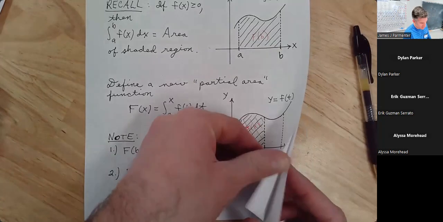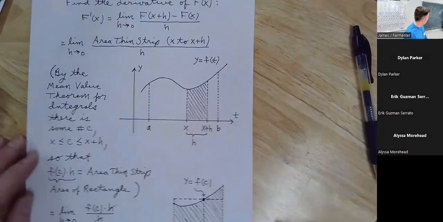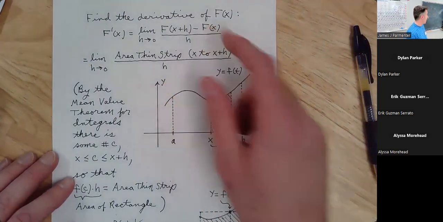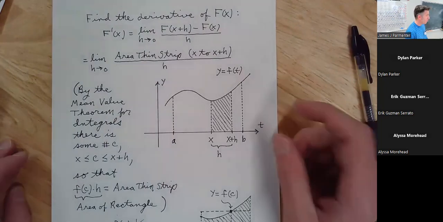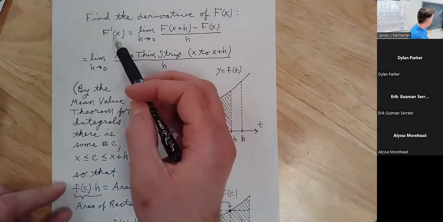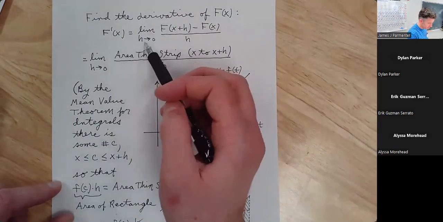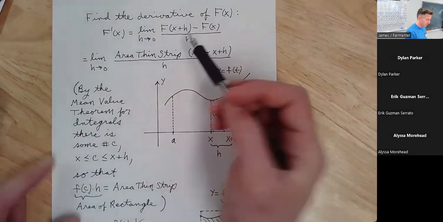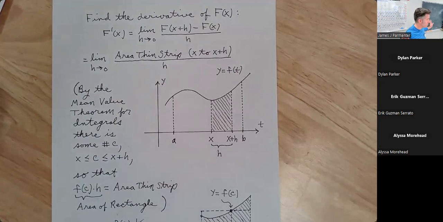So then, looking at the next page, here's where things get a little kind of crazy. We want to find the derivative of capital F of x. Okay, well, we're going to appeal to the limit definition of the derivative. So using the limit definition, the derivative of capital F is just the limit as h goes to 0 of capital F of x plus h minus capital F of x, all divided by h. Usual definition, right? From 21a.